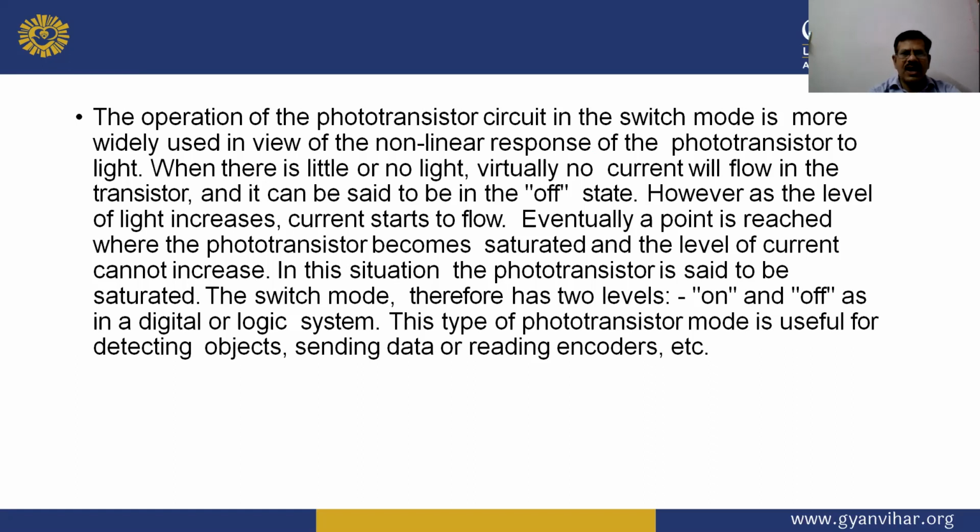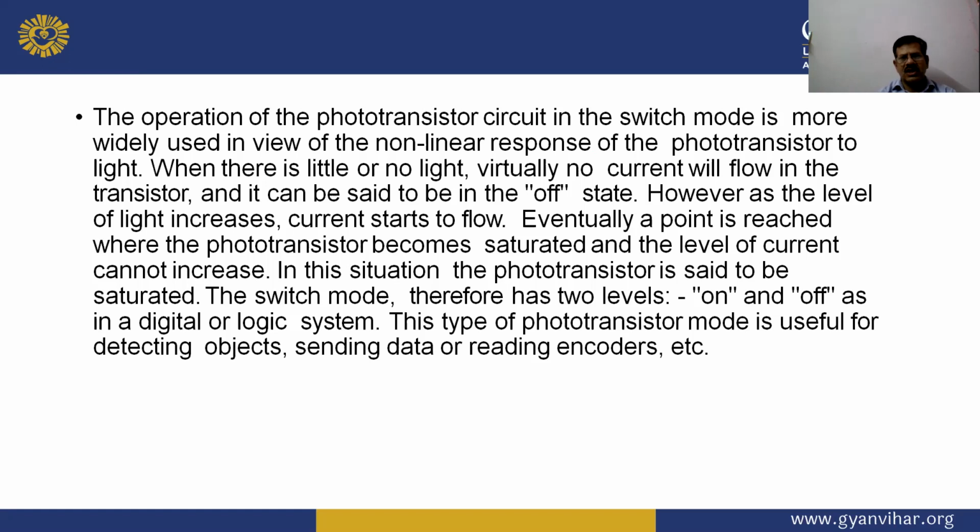However, as the level of light increases, the current also increases, because the current depends on the intensity of light. Eventually, a point is reached where the phototransistor becomes saturated and the level of current cannot increase. In this condition, the phototransistor is said to be saturated. So the switch mode therefore has two levels.